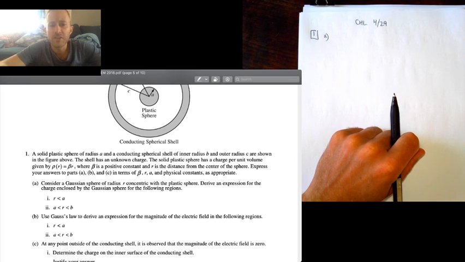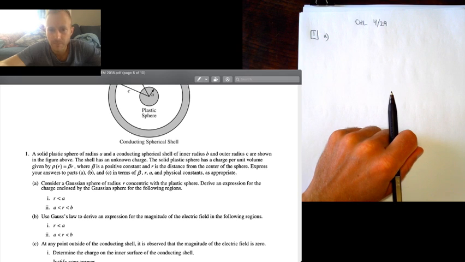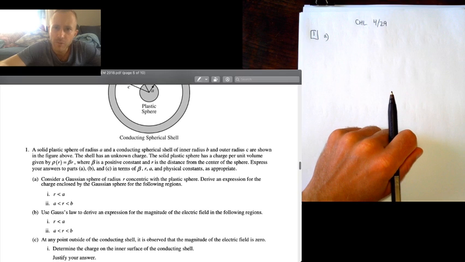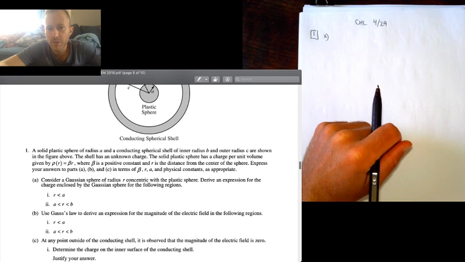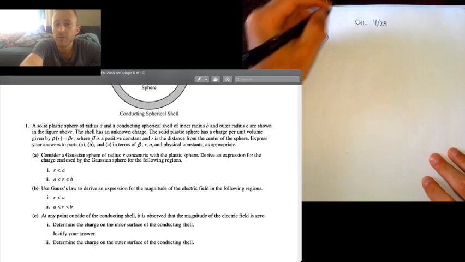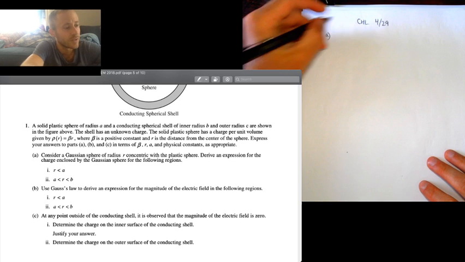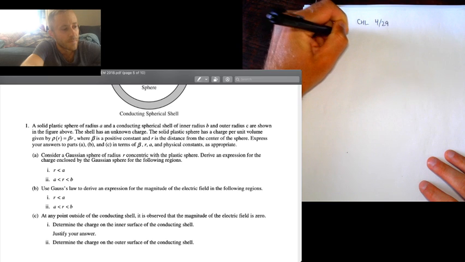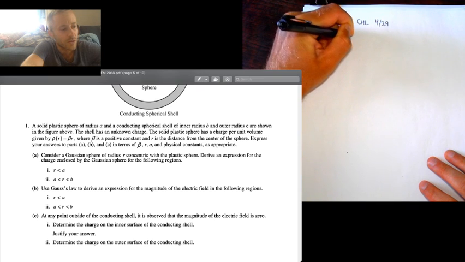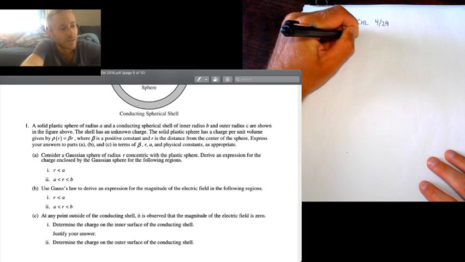So part a says, consider a Gaussian sphere of radius r concentric with the plastic sphere. Derive an expression for the charge enclosed by the Gaussian sphere for the following regions. So no matter the region, we're going to use the expression integral of rho times 4 pi r squared dr.